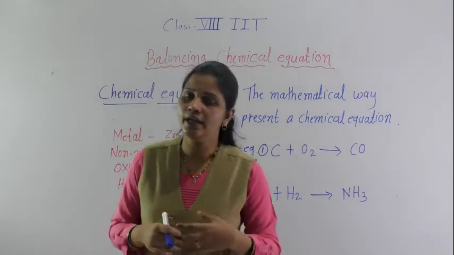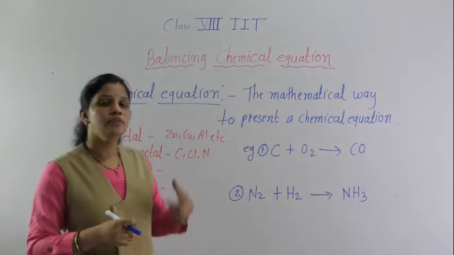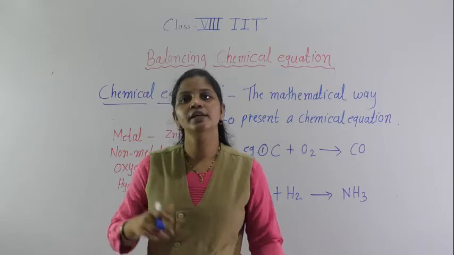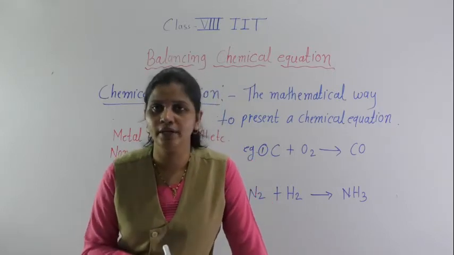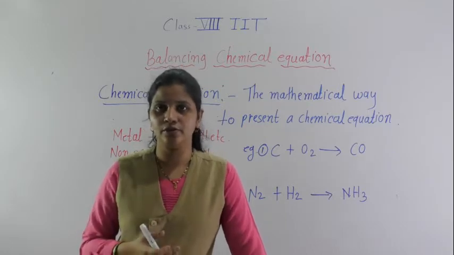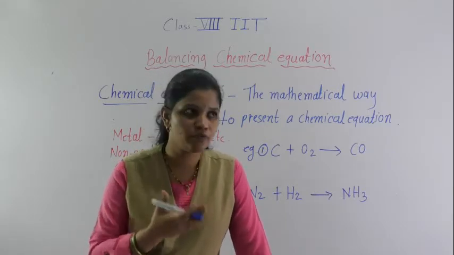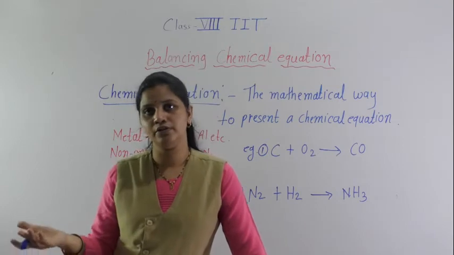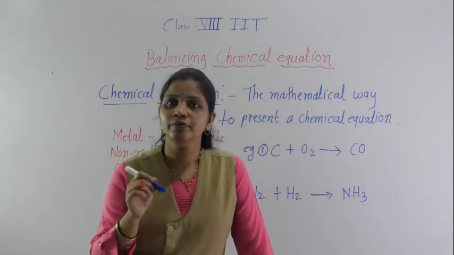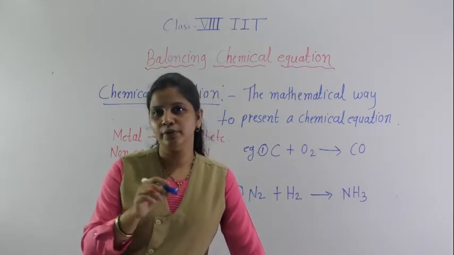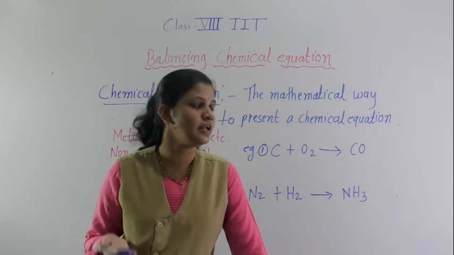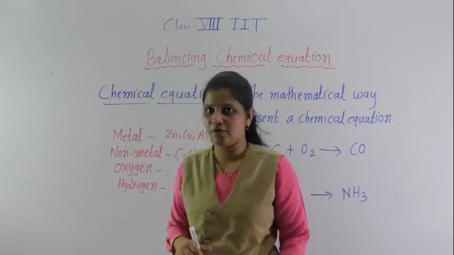So today in this point we will discuss balancing chemical equations. In the lesson on metals and non-metals, we already discussed some chemical reactions. If metals react with water, what will be the product? At that time, we just gave the numbers 2, 3 to balance the chemical equations. But how to balance them, we will discuss now.